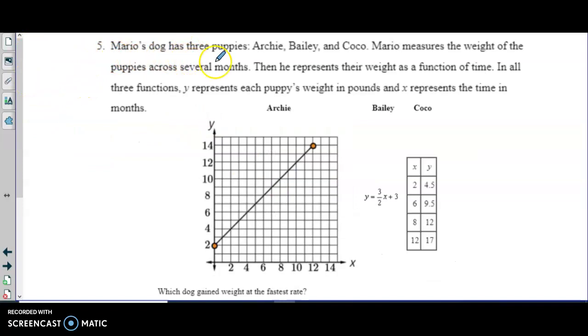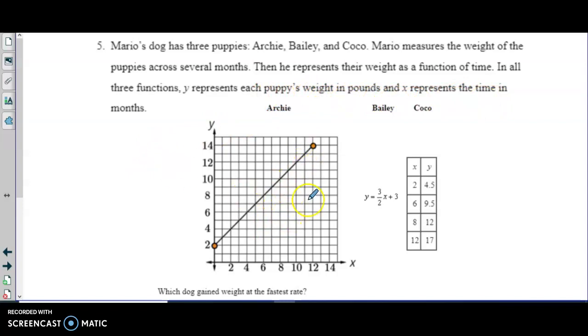Mario's dog has 3 puppies, Archie, Bailey, and Coco. Mario measures the weight of the puppies across several months. Then he represents their weight as a function of time. In all 3 functions, y represents each puppy's weight in pounds, and x represents the time in months.